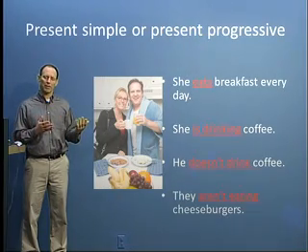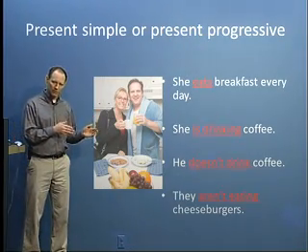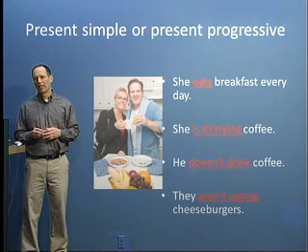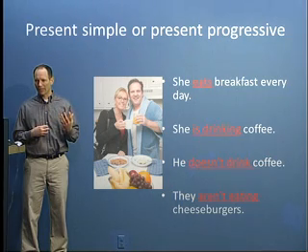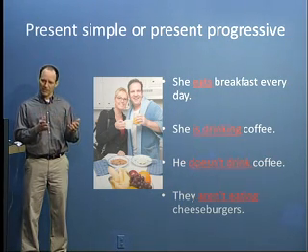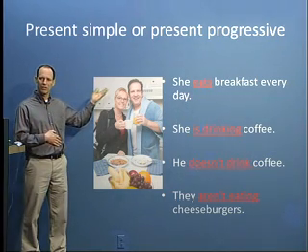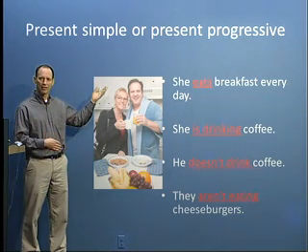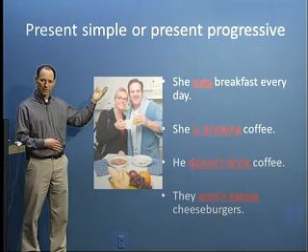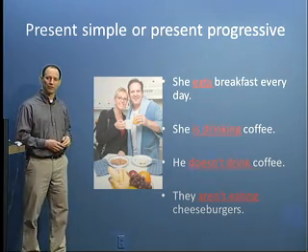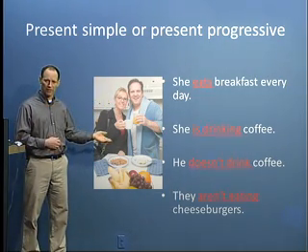So now I've talked about how to form present simple and present progressive. Now I want you to read some sentences and think in your mind, is this sentence present simple or present progressive? Let's start with the first one. She eats breakfast every day. Present simple. I can see that by the S on the verb. She is drinking coffee. Present progressive.